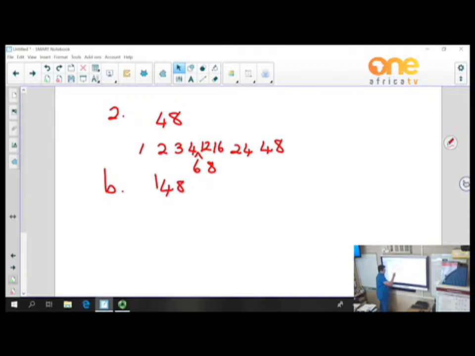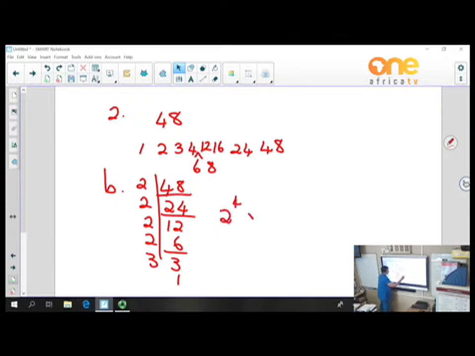So the best method is to use this one, which you learned in grade 8, so that you will divide with prime numbers. So I start with the smallest prime number, which is 2. So this is a product of prime factors. So there's 1, 2, 3 here, 2 to the power of 4 times 3. You can also write it like this, 2 times 2 times 2 times 2 times 3. This is a product of prime factors. So I'm multiplying with prime numbers.